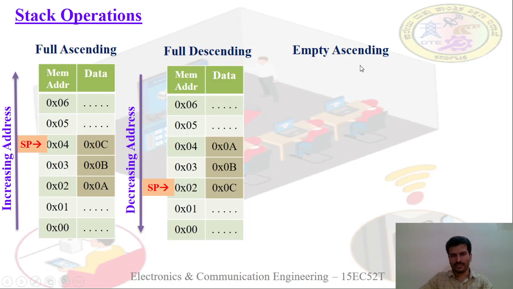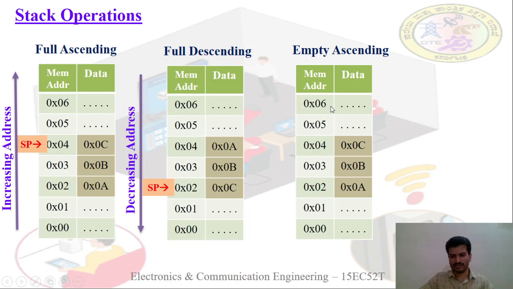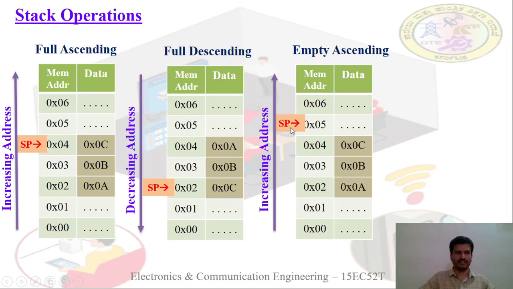Whereas in empty ascending, I'll consider the same memory location. Ascending means again from lower address towards higher address. It is in increasing order, but the stack pointer is pointing to the location after the last item on the stack. So 0C is the last item, but SP is pointing to the next location, that is the empty location, the free location. So this is called empty location. Now SP is pointing to the next empty location after the last item on the stack.